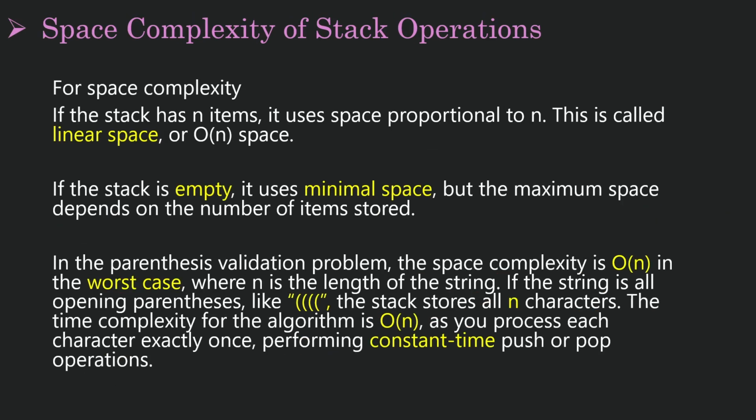For space complexity, the stack needs memory to store its items. If the stack has n items, it uses space proportional to n. This is called linear space, or big O of n space. For example, if you push 10 items, the stack uses space for those 10 items. If the stack is empty, it uses minimal space, but the maximum space depends on the number of items stored. In the parentheses validation problem, the space complexity is big O of n in the worst case, where n is the length of the string.